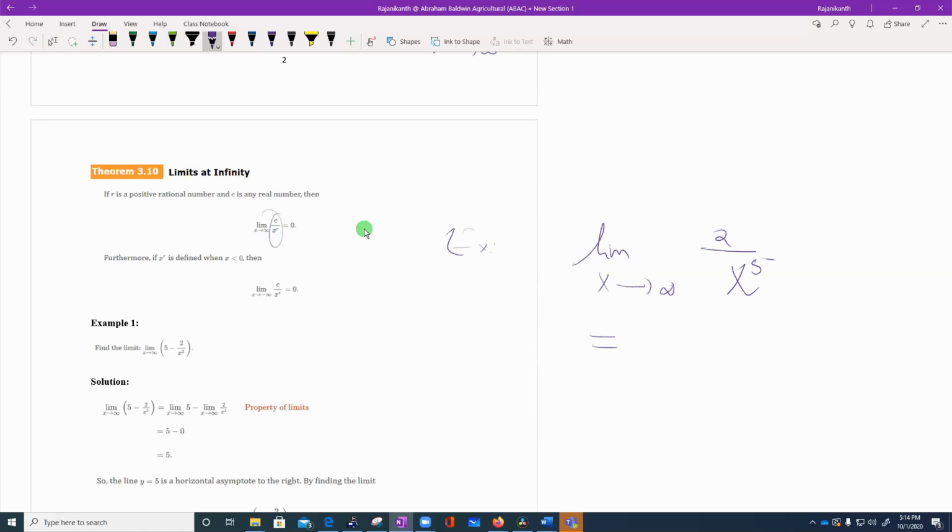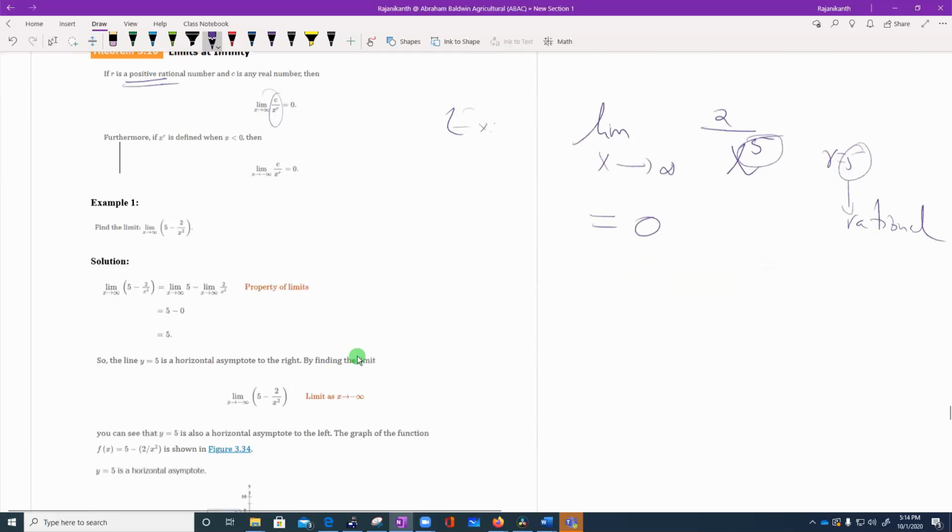So if you use this theorem, r is now 5 in this case. Yes, 5 is a rational number, a very good number. And c is now 2. So the theorem simply says this answer is nothing but 0. But remember, r is supposed to be a positive rational, not negative. No confusion: the theorem says for the positive.